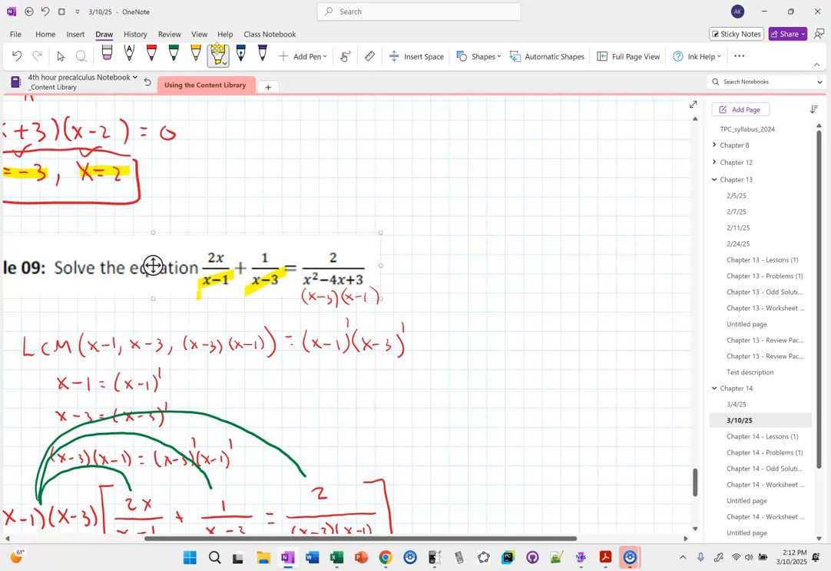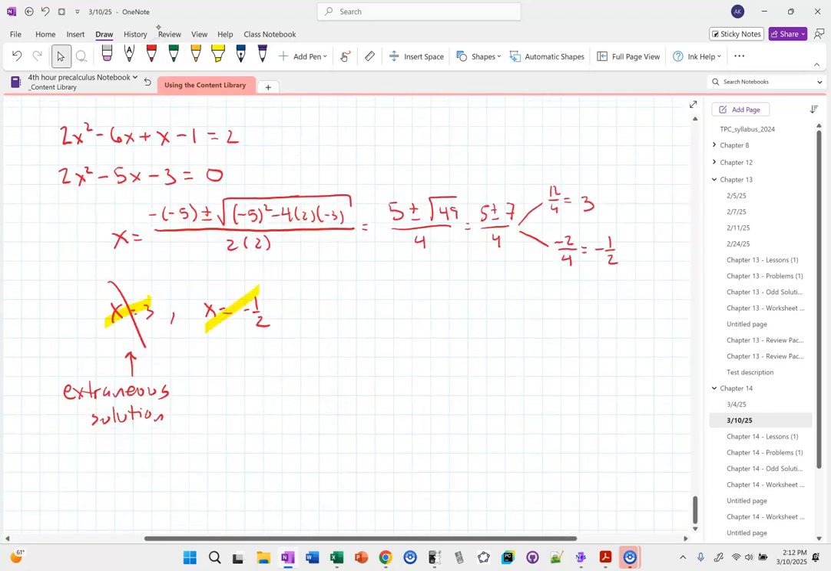If I plug negative 1 into x minus 1, does that make 0? If I plug negative 1/2 into x minus 1, does that make 0? I think I misspoke earlier. If I plug negative 1/2 into x minus 3, does that make 0? If I plug negative 1/2 into x minus 1, does that make 0? Do I get a 0 denominator from that one? Nope. So that answer is okay.